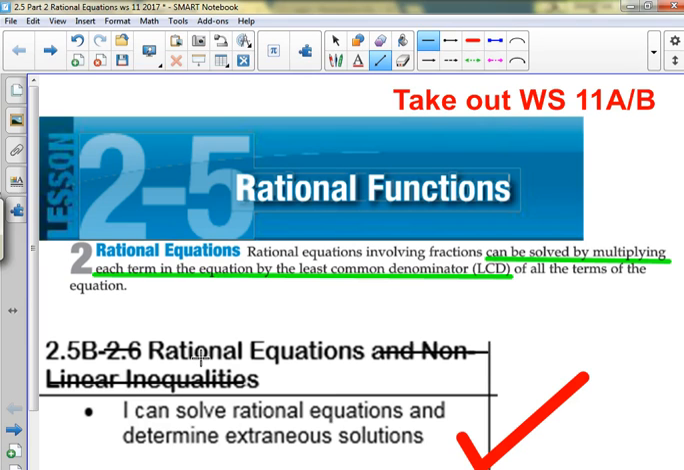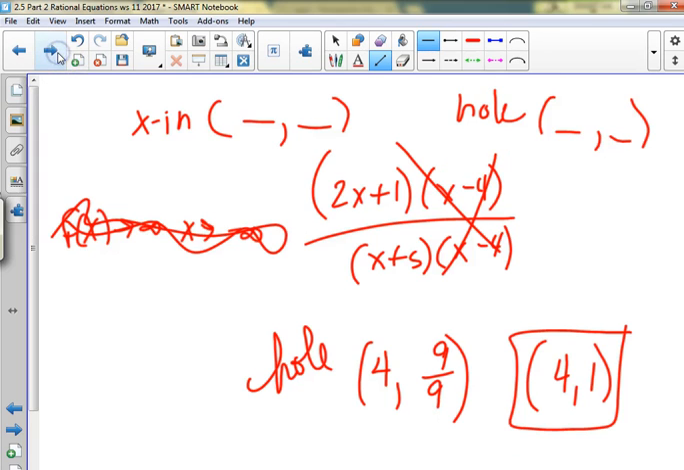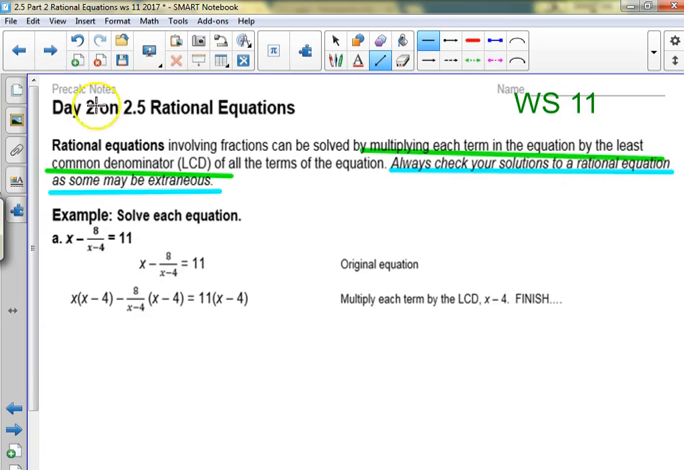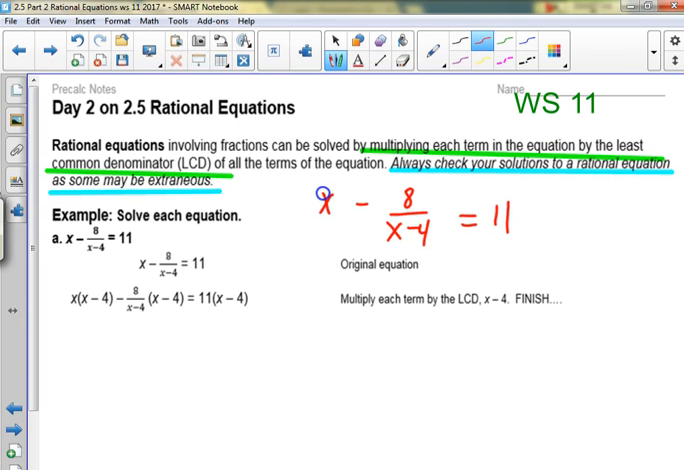What's the difference between an expression and an equation? Yes, an equation has an equal sign, so therefore we can solve it and find the variable, hopefully, if we're good. All right. I'm going to work through this one. You can just watch. It says x minus 8 over x minus 4 equals 11. Common denominator, this has the denominator of 1, this has the denominator of 1, so the only denominator other than 1 is x minus 4.